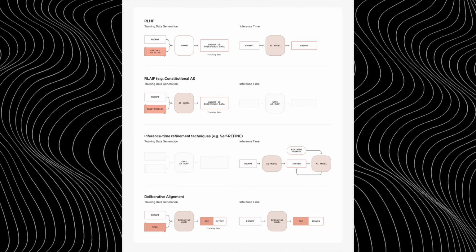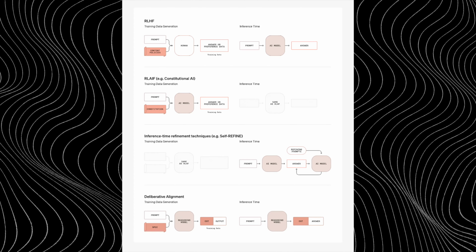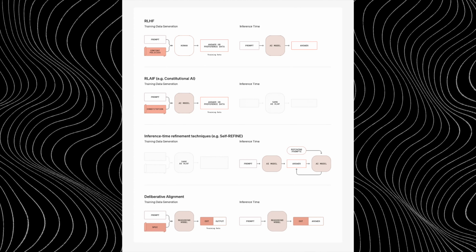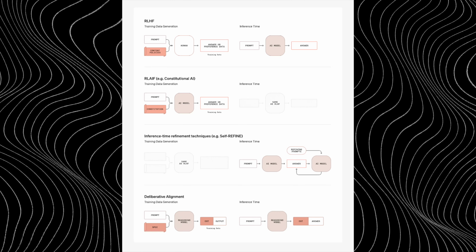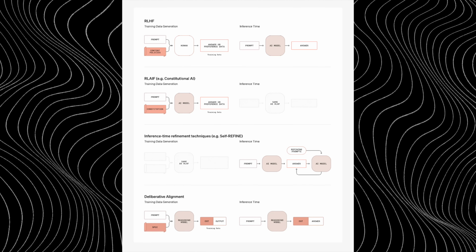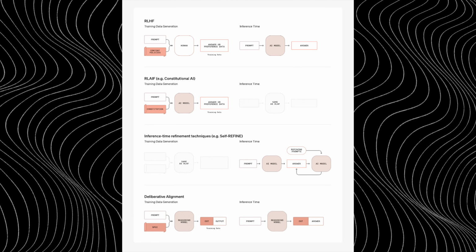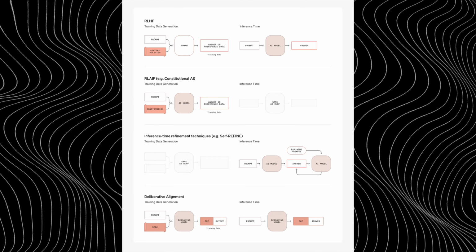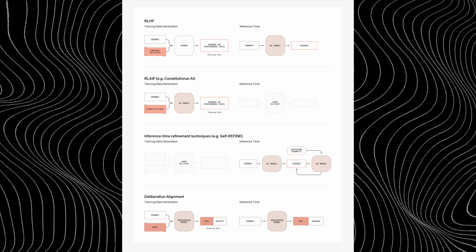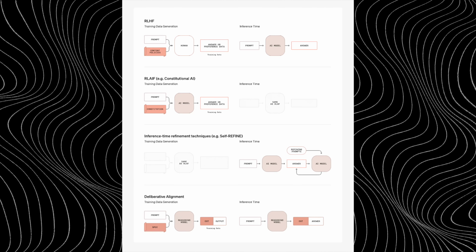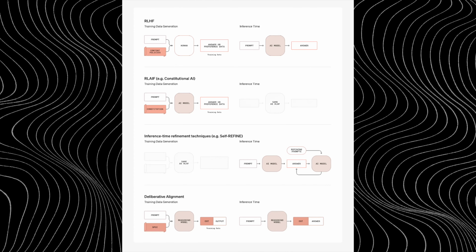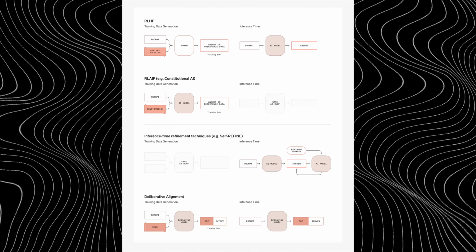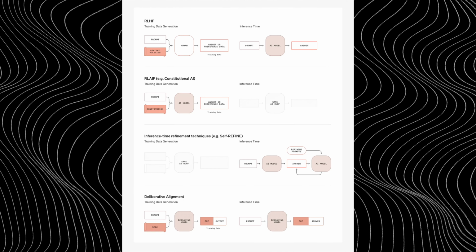The image presents 4 approaches to training and operating language models, aimed at improving their alignment with safety policies and the quality of their responses. Here is an explanation of each approach. RLHF, reinforcement learning from human feedback. Training process. A prompt is given to a human, who is asked to provide a response or indicate a preference. These data are then used to train the model. During inference, the user sends a prompt and the model generates a response.